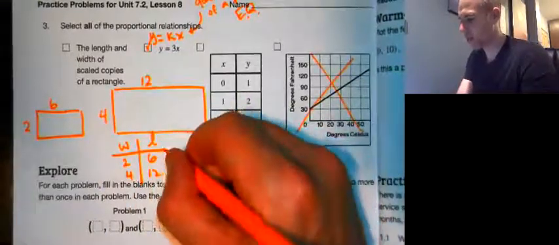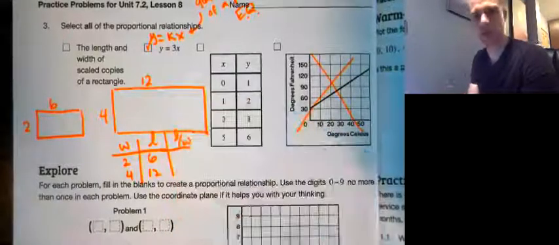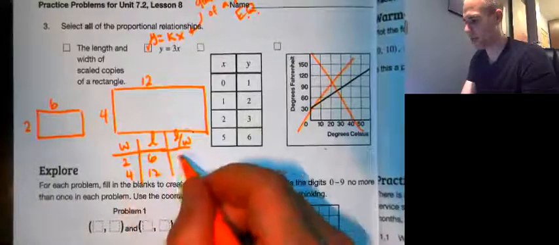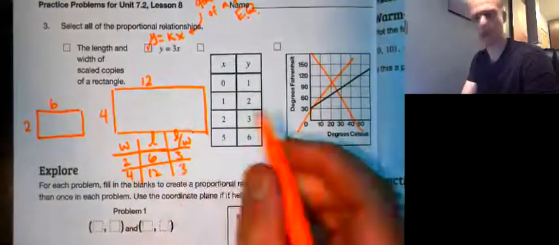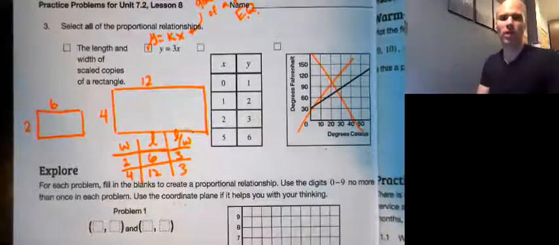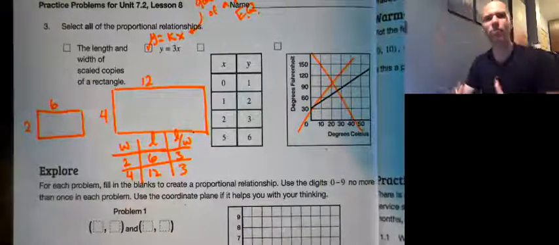And if I check the ratios between them, by just doing L divided by W for each one of these, 6 divided by 2 is 3, and 12 divided by 4 is also 3. So I think there is a proportional relationship there, and that should always be the case with any two rectangles. If you make scaled copies of them, the ratios between their side lengths, their length and their width, those ratios have to maintain equivalency. That's sort of what makes them scaled copies.